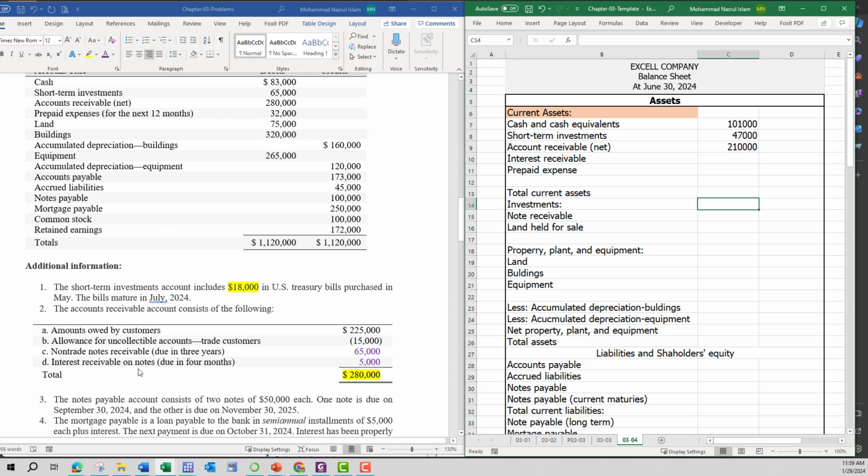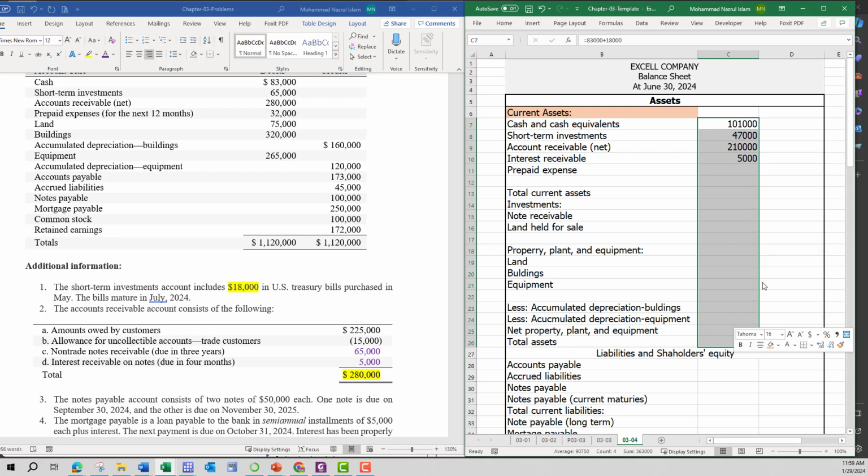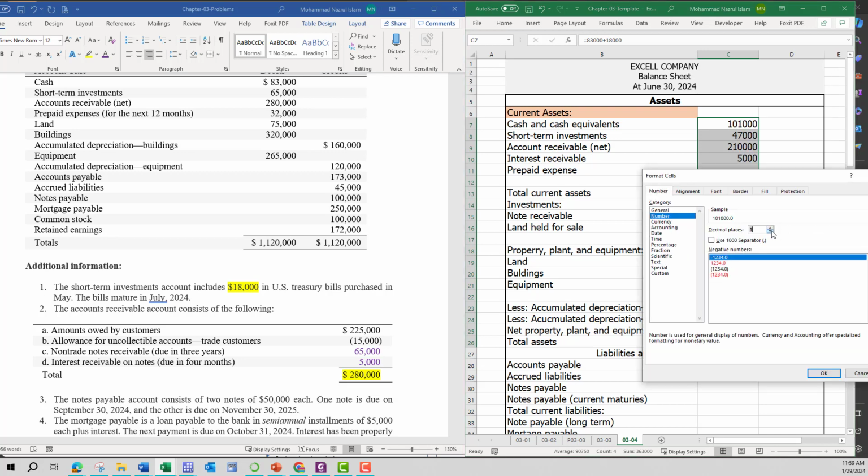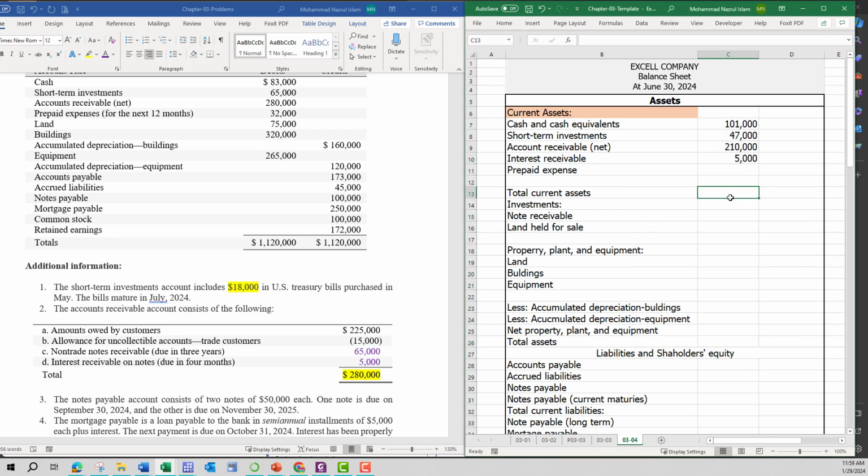And then interest receivable. We have interest receivable of $5,000, right? Let's format the number. We don't need the decimal places. And we have the prepaid expense for the next 12 months, so it is current: 32,000. If I do the underline, it should be the total current assets.